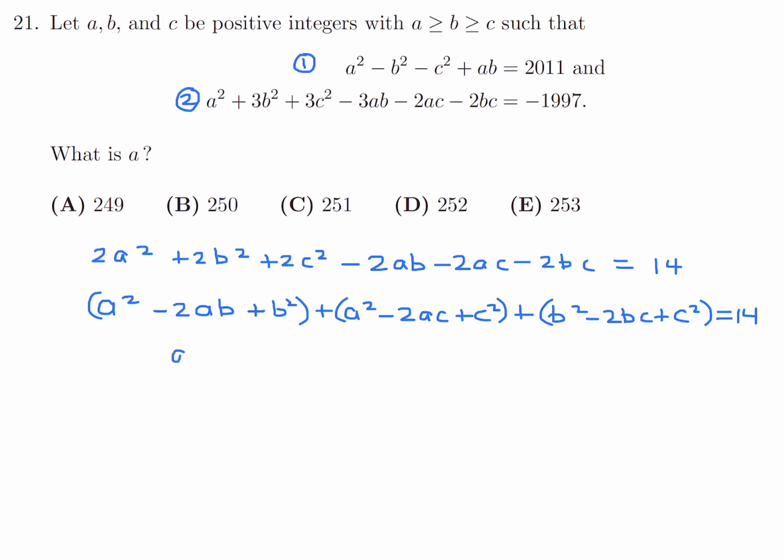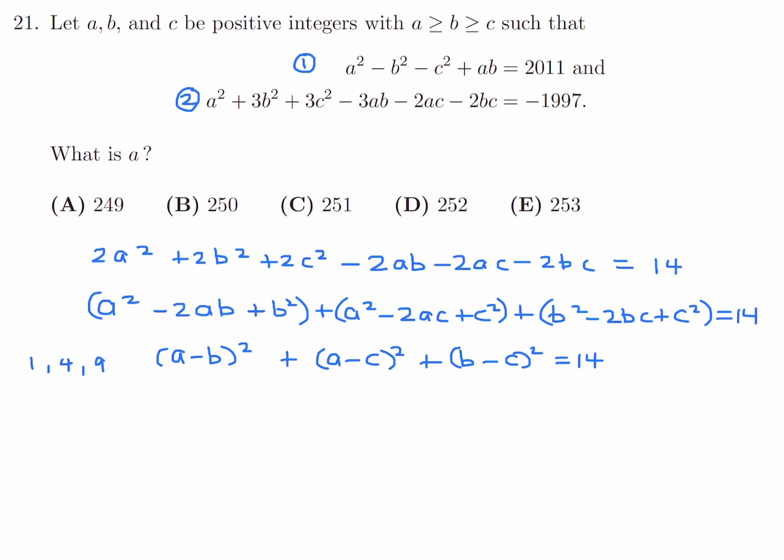And now this factors very nicely. (a minus b) squared plus (a minus c) squared plus (b minus c) squared, and that is equal to 14. So we have one perfect square, another perfect square, and another perfect square. 3 perfect squares that add up to 14. And the only way that is possible is if you have 1, 4, and 9, right? 1 is a perfect square, so is 4, and so is 9. And the sum of those 3 add up to 14.